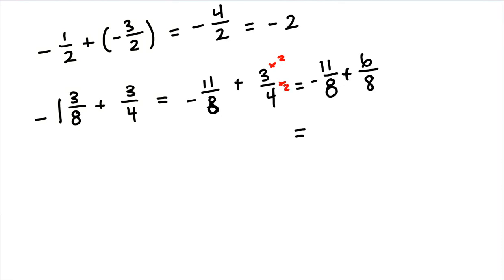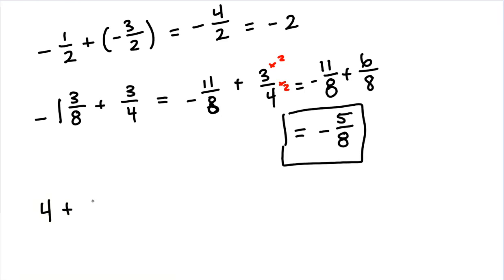Now we have the simple task of just adding as normal. So we know that we subtract the smaller value from the larger value and keep the sign with the rational number that has the greatest absolute value. So we're going to have negative 5 over 8 is our answer. Let's do one more. Let's say we have 4 plus negative 7 over 2.